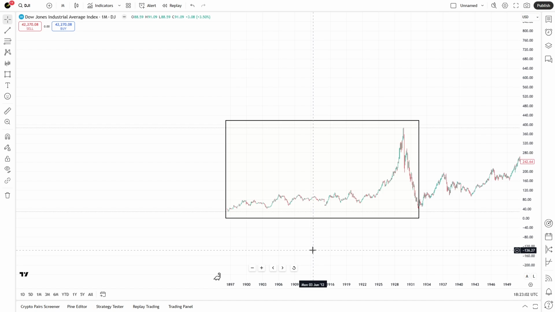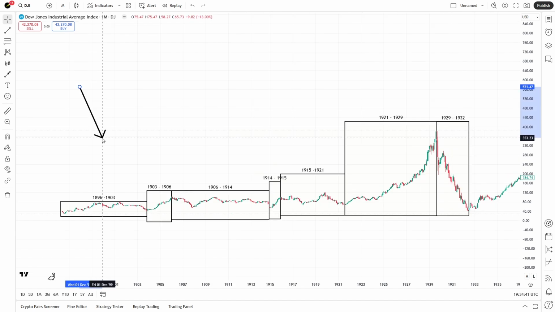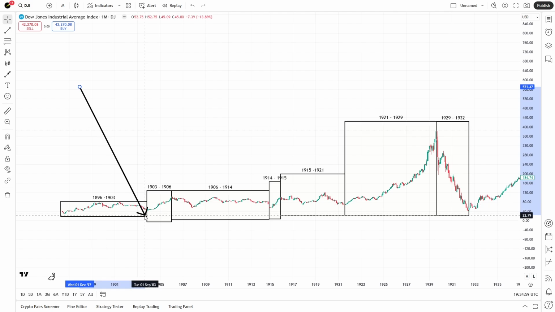So the key to understanding how this repeats is to break this larger structure up into smaller sections. I've already done this, and I'll show you how it looks. Okay, so I've broken the larger structure into smaller structures. Now, this is the pith of the analysis. This is going to be a unique analysis, so you should pay attention. So the way I break it up, for instance, from 1896 to 1903, the Dow Jones does essentially a bounce. From 1903 to 1906, it does something different. It moves up.